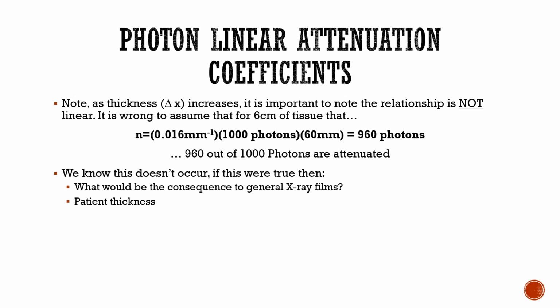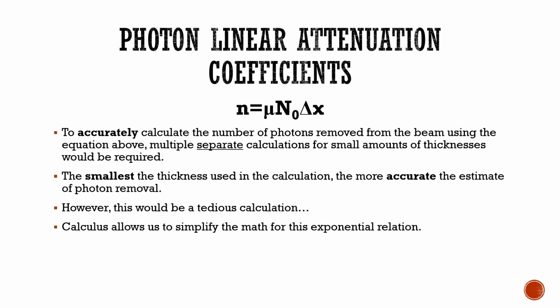Now if this were true, then majority of the photons will be removed and only 40 will be left to produce the film. So to accurately calculate the number of photons removed from the beam using the equation above, it will be best to use multiple separate calculations for small increments of the thickness. The smallest thickness used in the calculation will therefore be more accurate to estimate the amount of photons being removed. However, this will be a very tedious calculation.